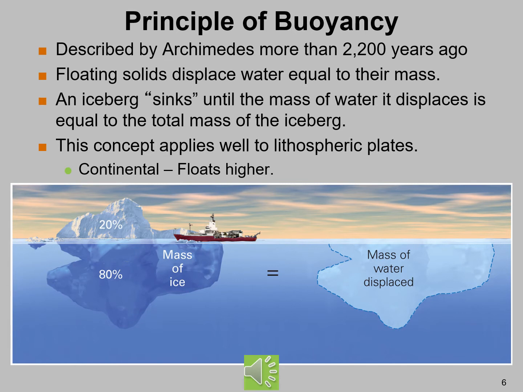Buoyancy states that floating solids displace water equal to their mass. In other words, an iceberg sinks until the mass of water it displaces is equal to the total mass of the iceberg. If 80% of the iceberg is below the top of water, then ice has a density of 0.8 grams per cubic centimeter. The concept applies to the lithospheric plates riding on the asthenosphere. The continental plate will ride higher than the oceanic plate because the continental plate is less dense than the oceanic plate, and both are less dense than the water.